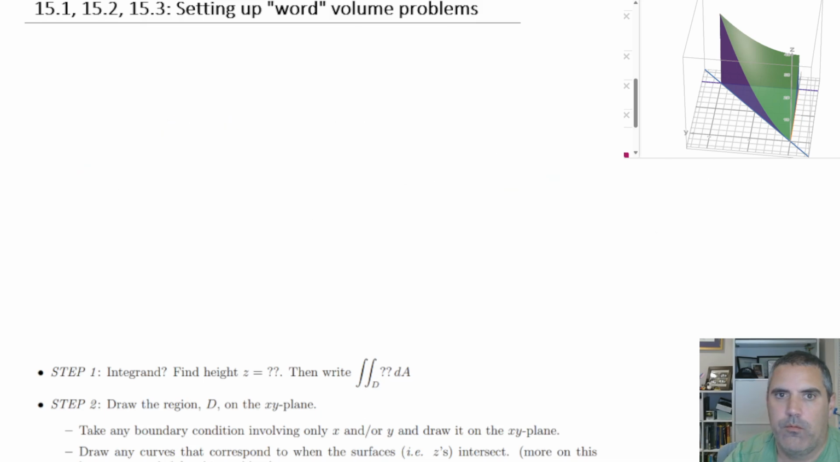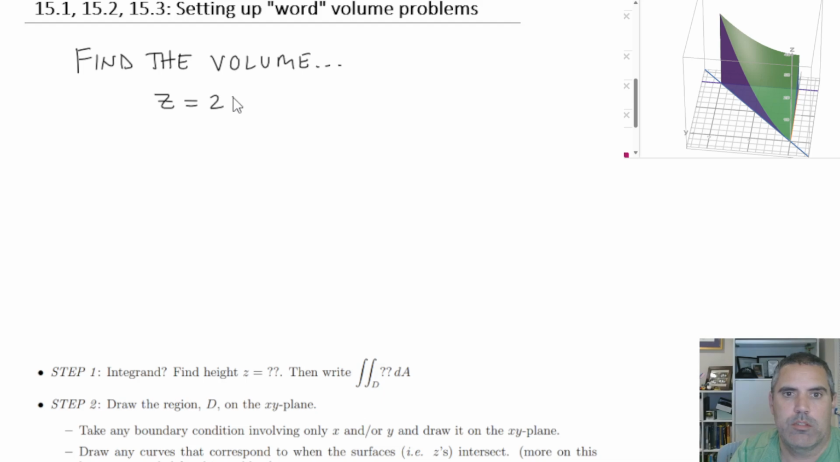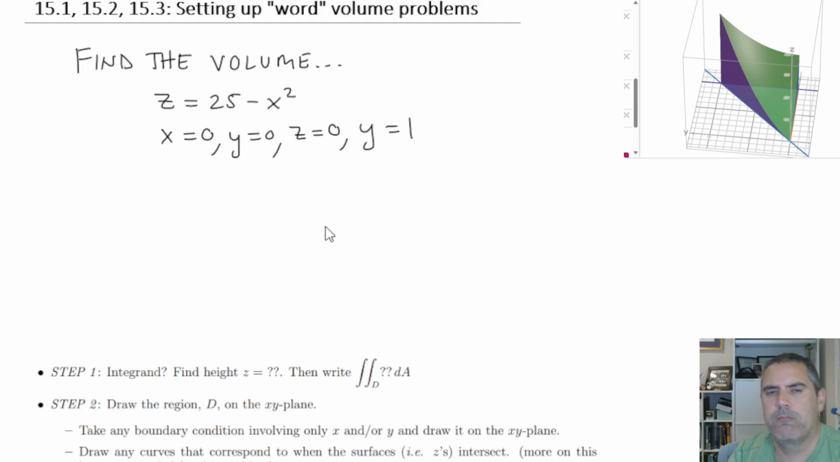Let's look at another one. So assume the question says, I remember this on an old exam, find the volume of the solid bounded by, and then I'll just write the equations. So the list of equations were this. One of them was z equals 25 minus x squared. One of them was x equals 0, y equals 0, z equals 0, and I believe it was y equals 1. And the question said find that volume.